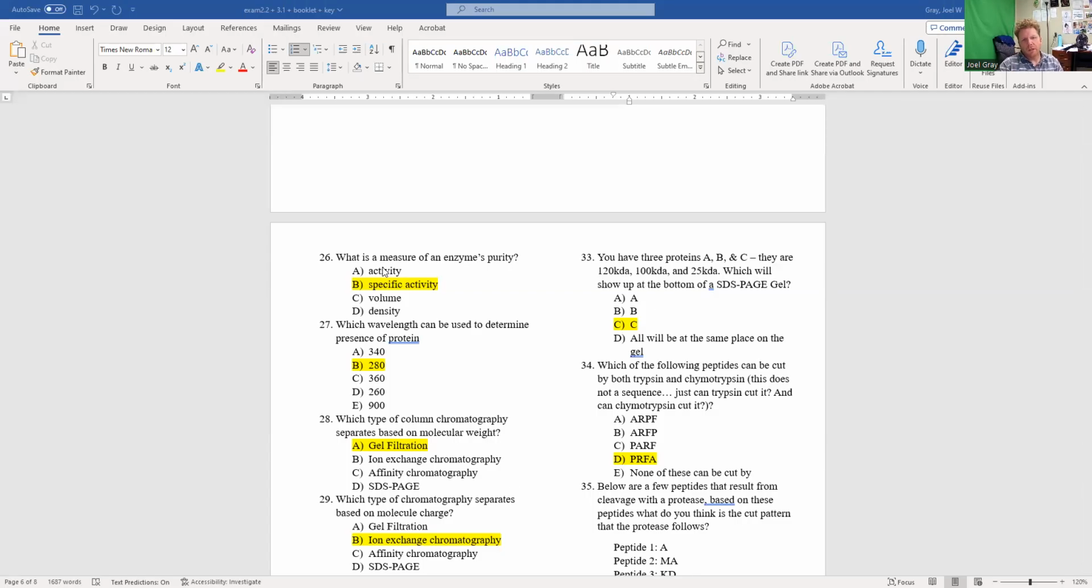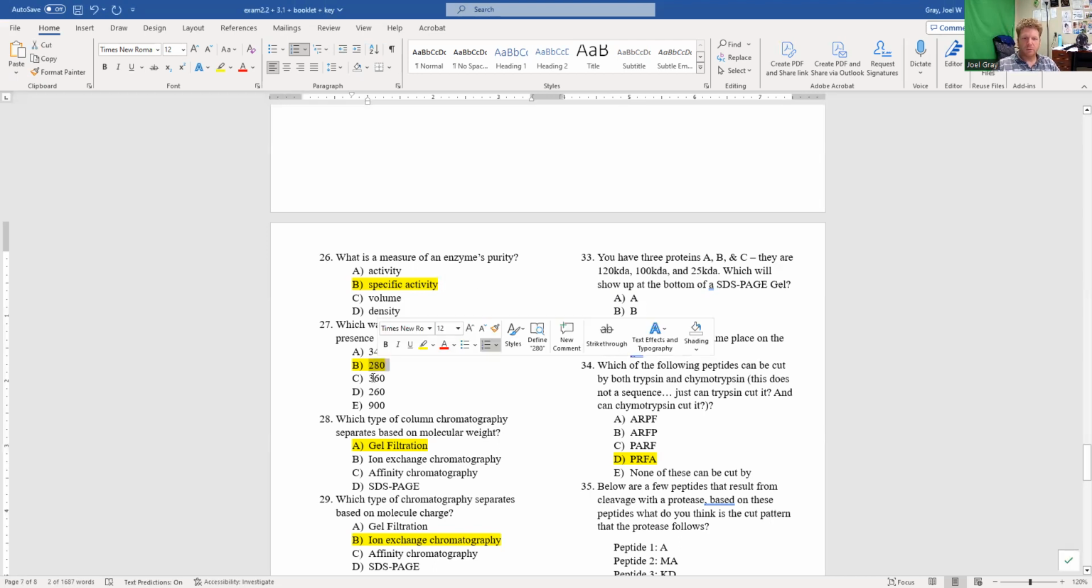All right, question number 26. What is a measure of an enzyme's purity? Specific activity. As the specific activity goes up, our purity for our enzyme goes up as well. Which wavelength can be used to determine presence of protein? Because of our aromatic amino acid residues, A280 or B is the correct answer for this one.